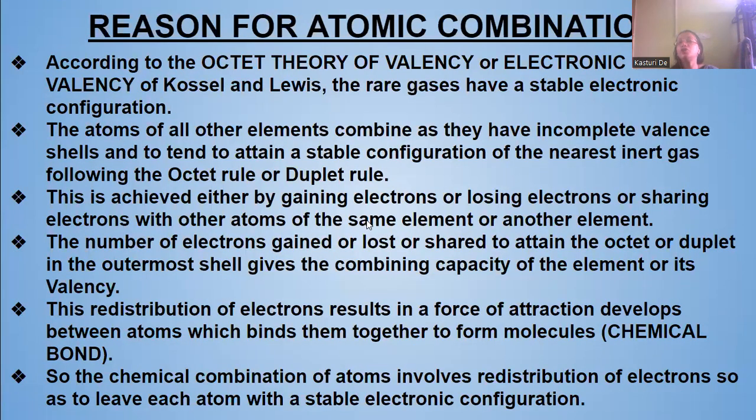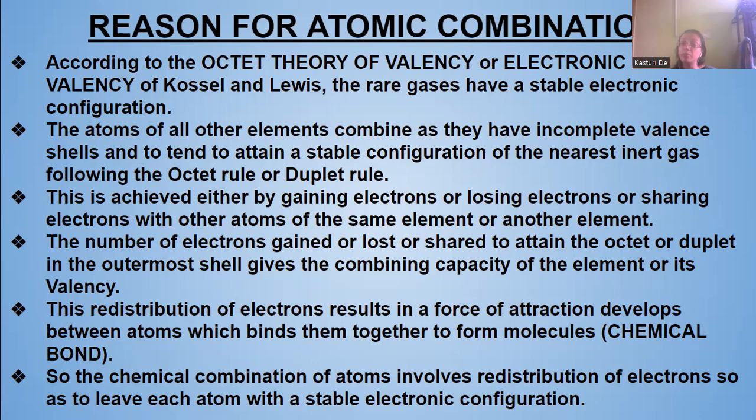According to the octet theory of valency, or electronic theory of valency, of Russell and Lewis, the rare gases have a stable electronic configuration. So the rare gases, that is the inert gases or chemically inactive elements, have a stable electronic configuration because their octet is full. Their outer valence shell is full. That's why they have a stable electronic configuration.